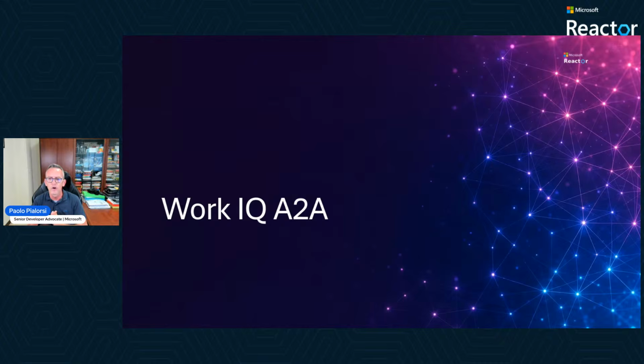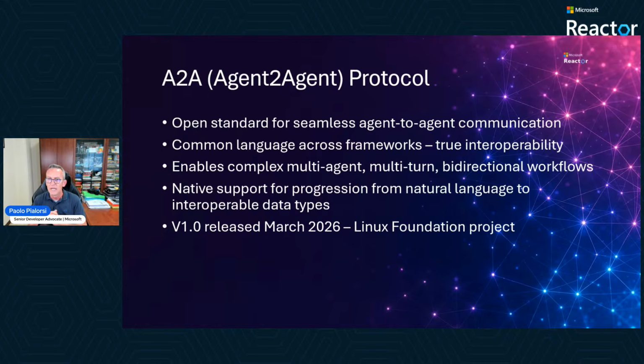So now let's focus on the WorkIQ A2A protocol, which is definitely a really interesting one, in my opinion. So A2A stands for agent-to-agent. It is a protocol. It is an open standard. So it is not just something created by Microsoft, but actually it is something that Microsoft contributed to together with other big names in the IT market. And the A2A protocol enables complex multi-agent architectures to be created, to be designed. There is native support in A2A for natural language and for the capability to interoperate with specific data types.